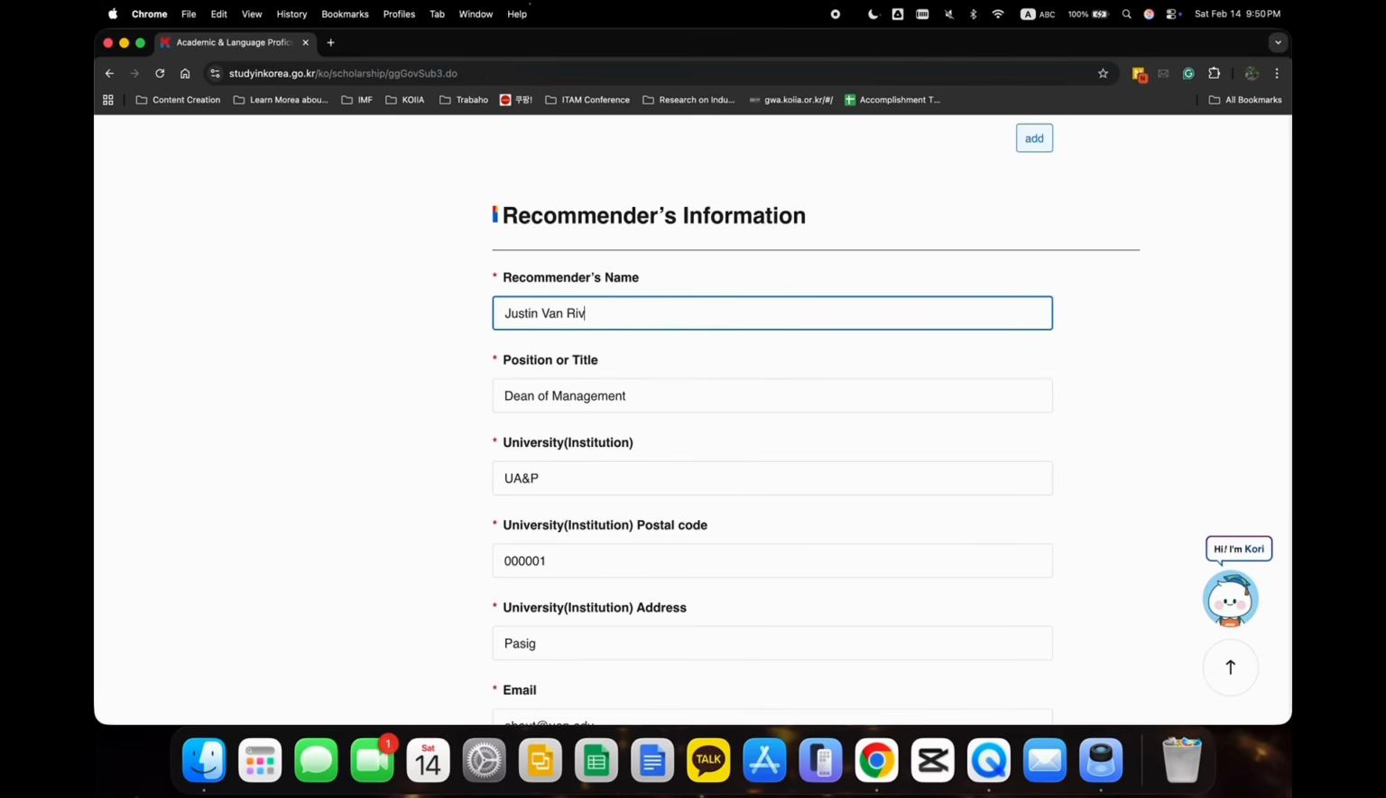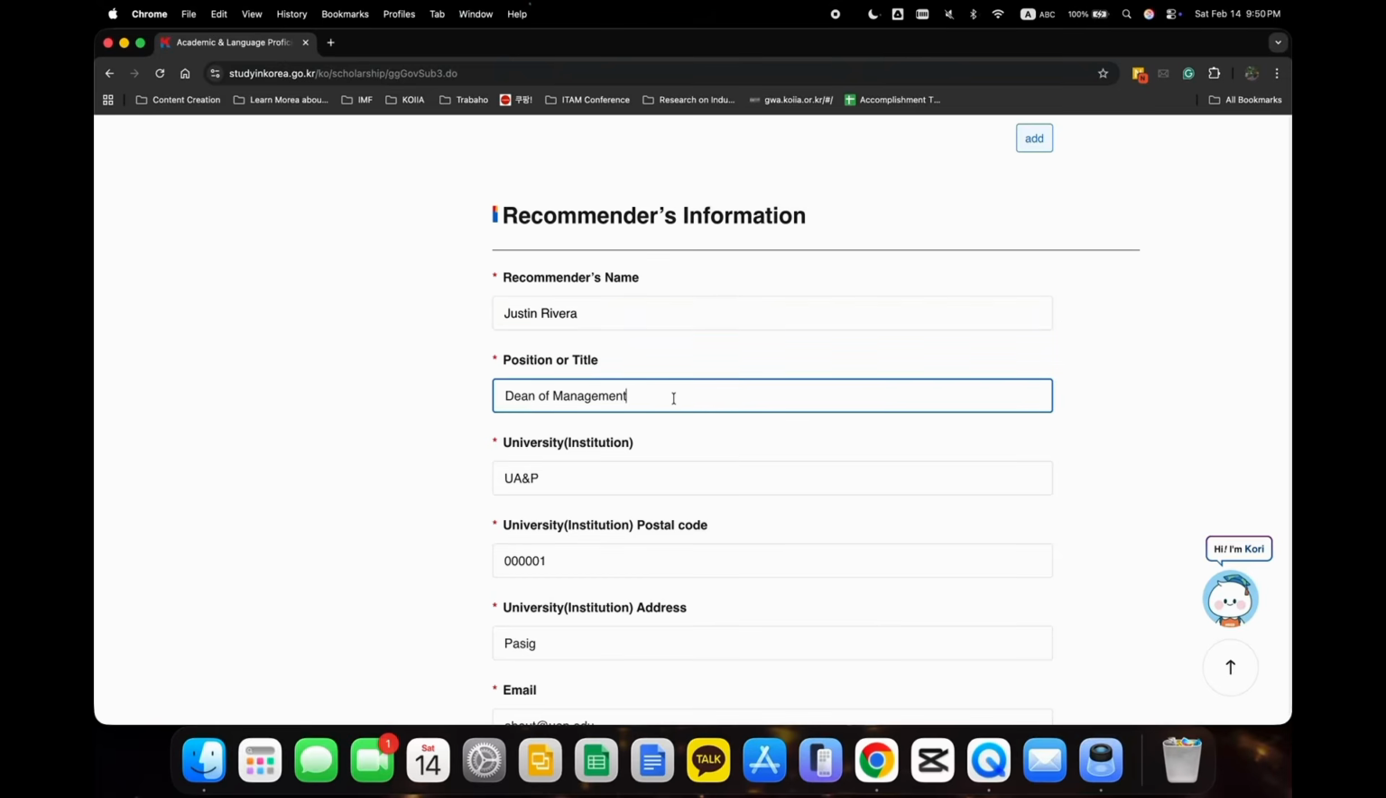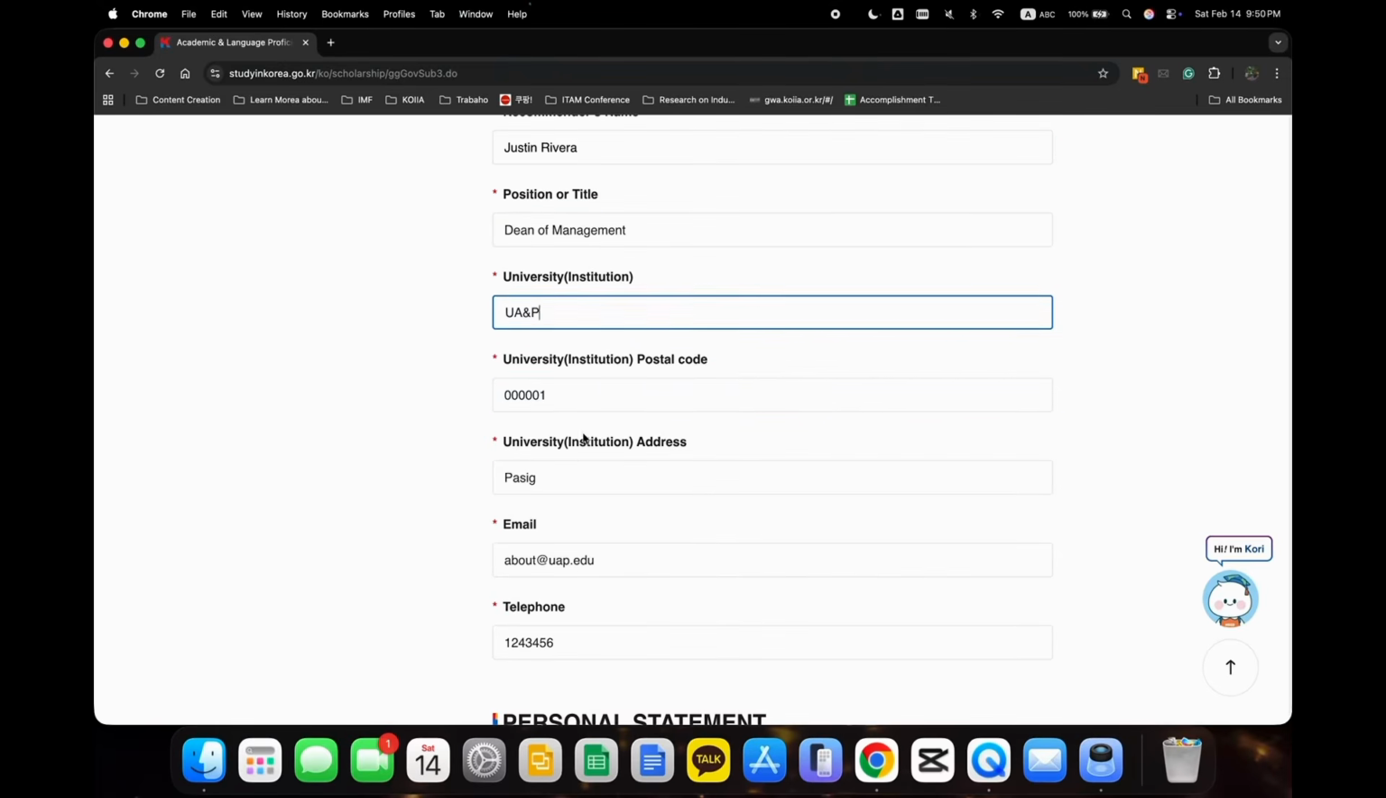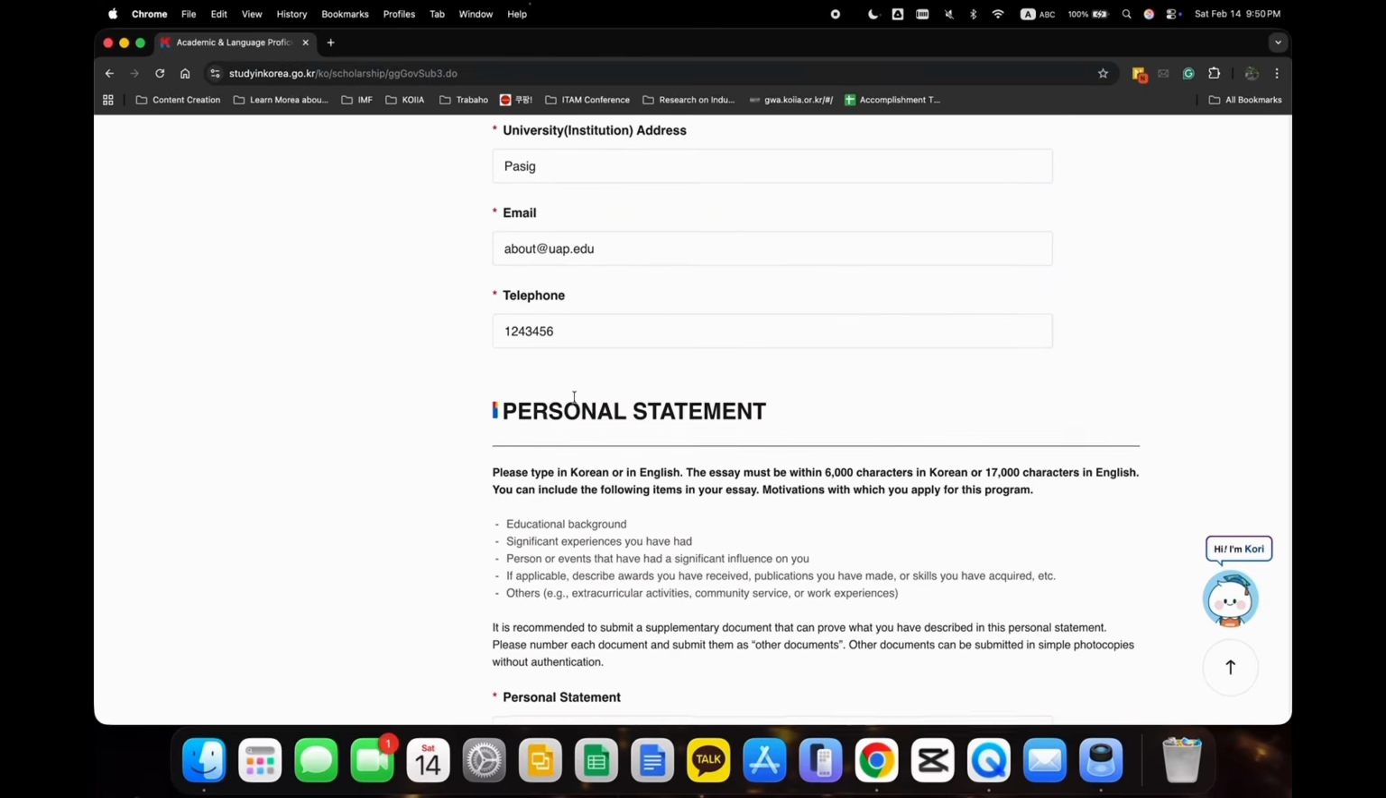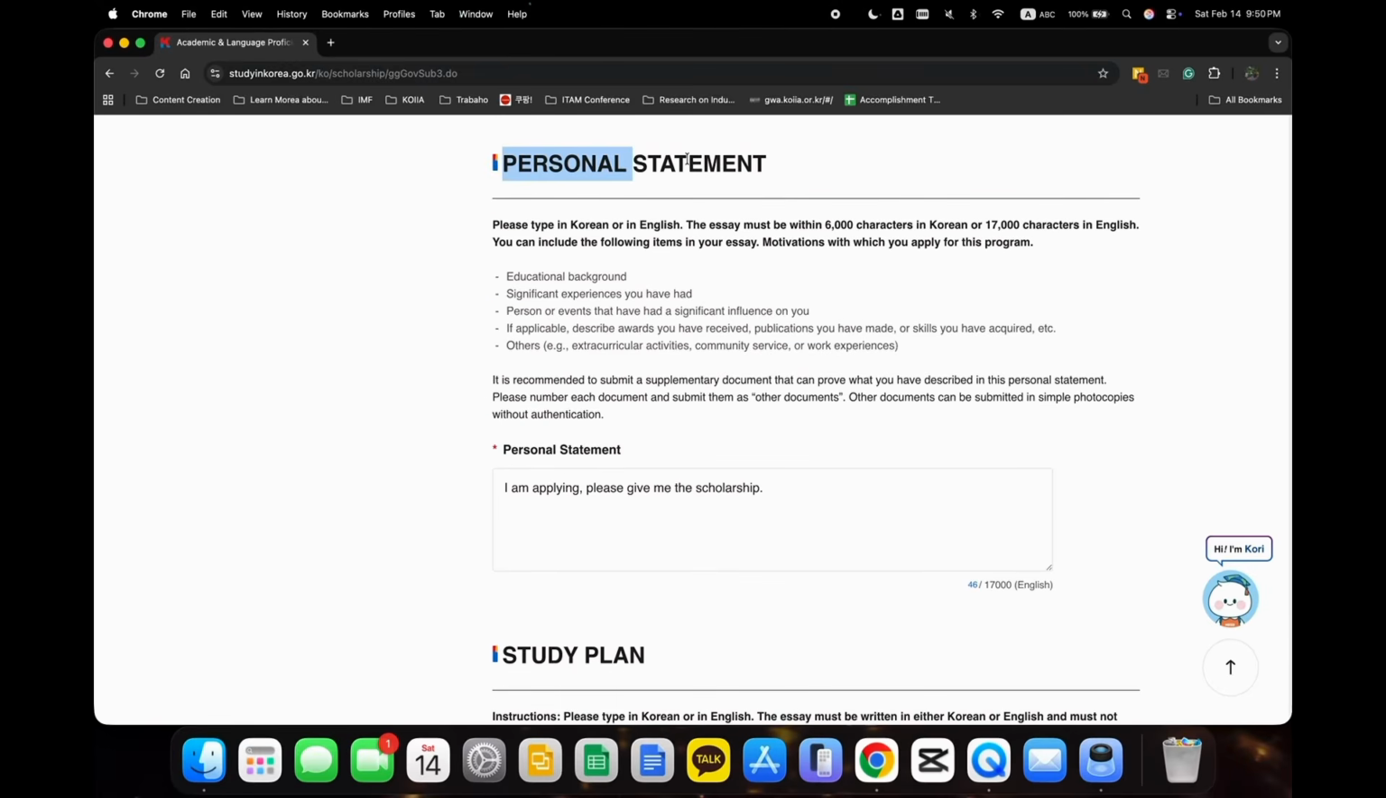Make sure to explicitly indicate the position or the title of the professor. Is he a dean, an assistant professor? Is he the president of the university? Or if he's a manager, supervisor, and such. For the institution, if he's from a university, just write the university. If from a company, write the company, and all the information given.